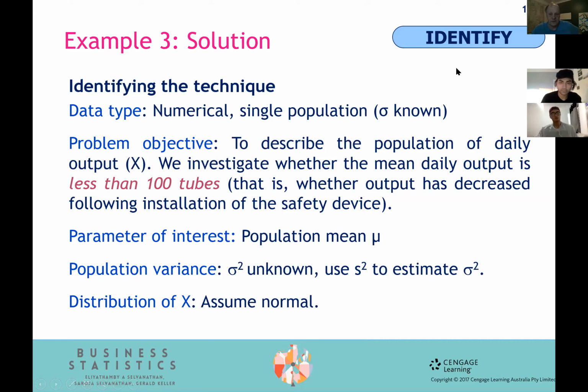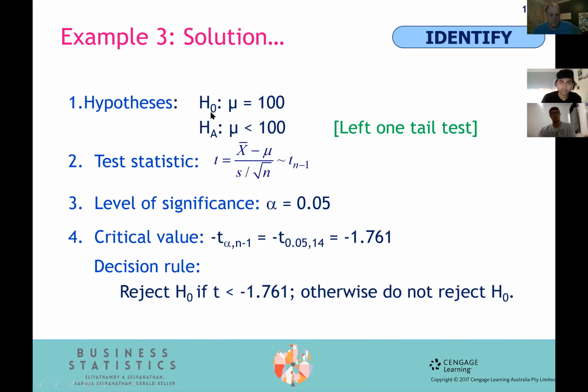Okay, so that's identifying the technique. Hypothesis: mu equals 100, which is the average for the population. The alternative is that I produce less, fewer than 100, and it's a left one-tailed test. The test statistic is the thing that we calculate, that t that we get in Excel. Let me go and bring it back up.